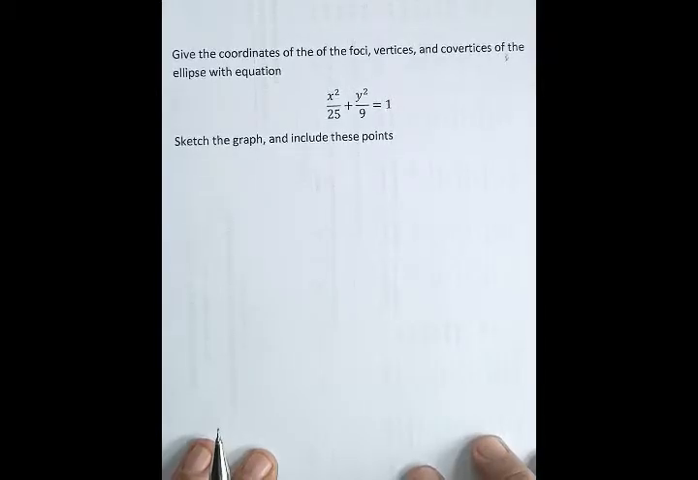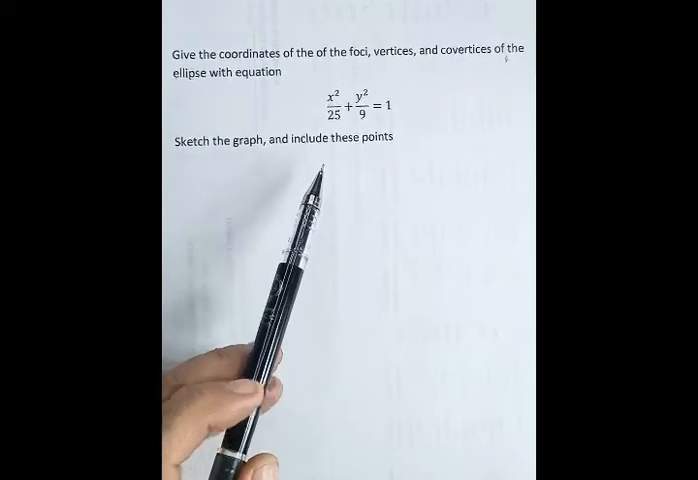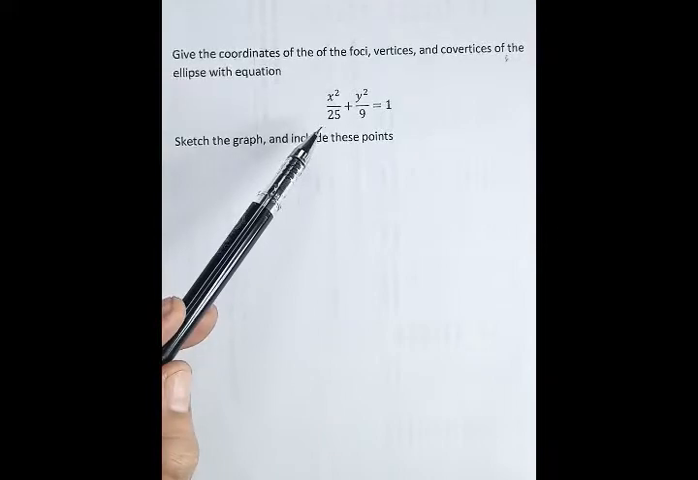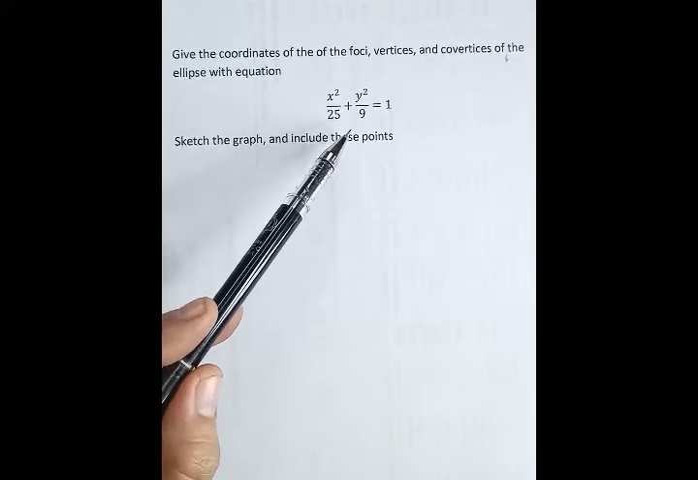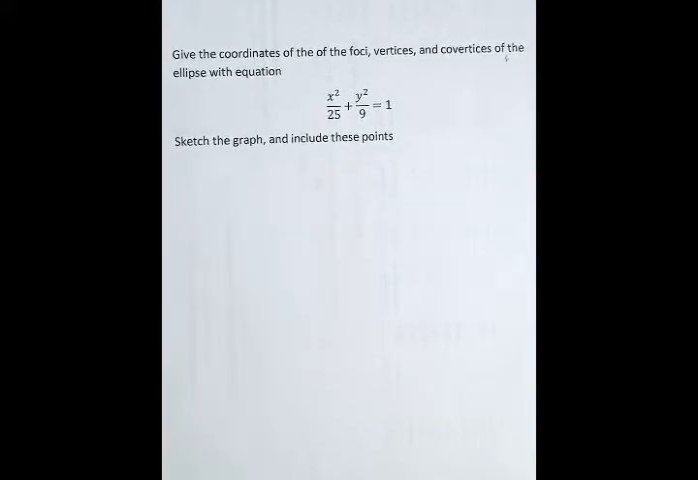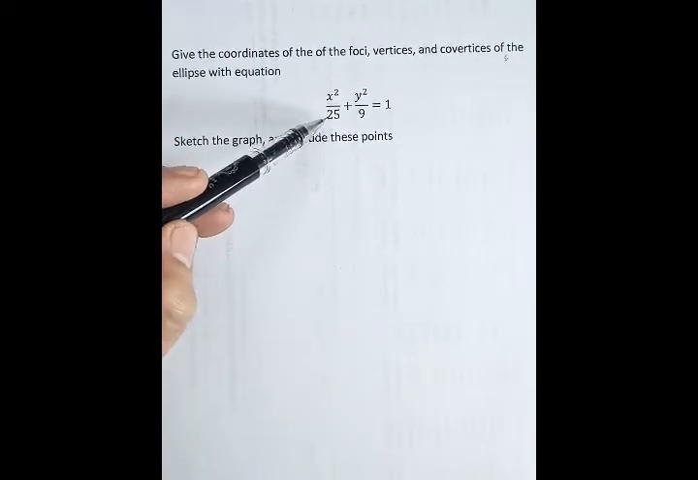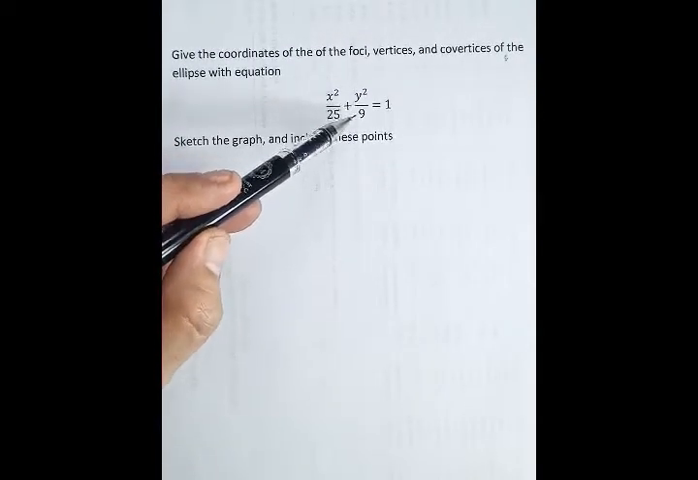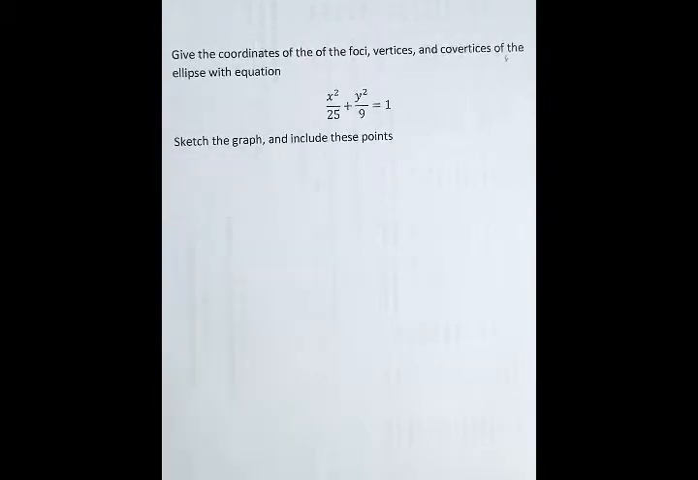We are given the equation of the ellipse. So the equation is x squared over 25 plus y squared over 9 is equal to 1. We're asked to find the coordinates of the foci, the vertices, and co-vertices of the given ellipse. Okay, so we have the equation now: x squared over 25 plus y squared over 9 equals 1.